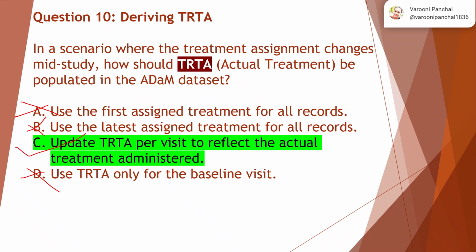So whenever you see any treatment assignment changes in the middle of the study, you should ensure that the TRTA per visit reflects the actual treatment administered. Say, for example, at visit 1 and visit 2 they got some other treatment, whereas in visit 4 and visit 5 they got some other actual treatment assigned. So you should ensure that whatever actual treatment is administered to the patient should be reflected in the TRTA variable, right?